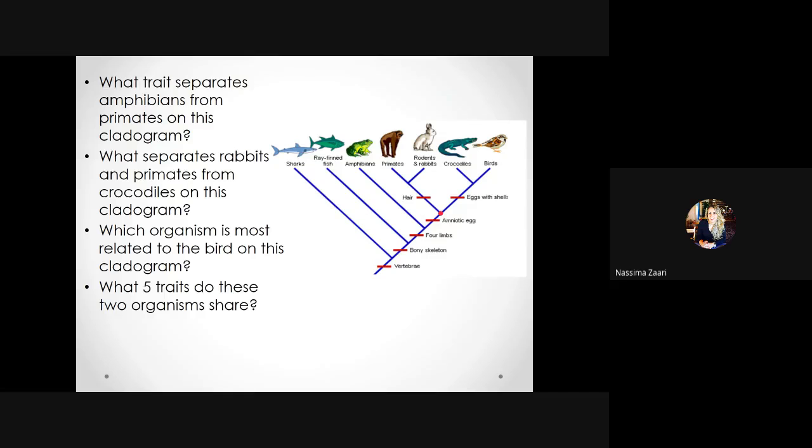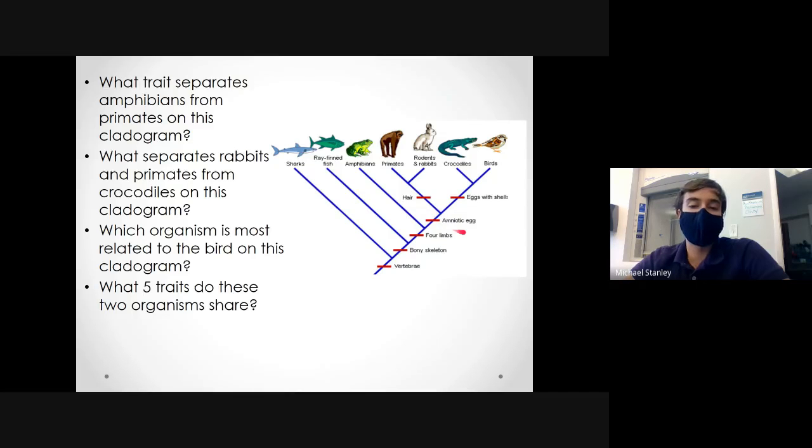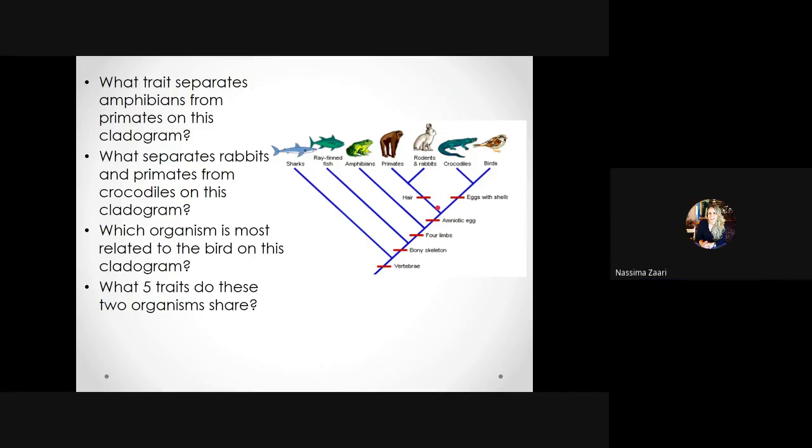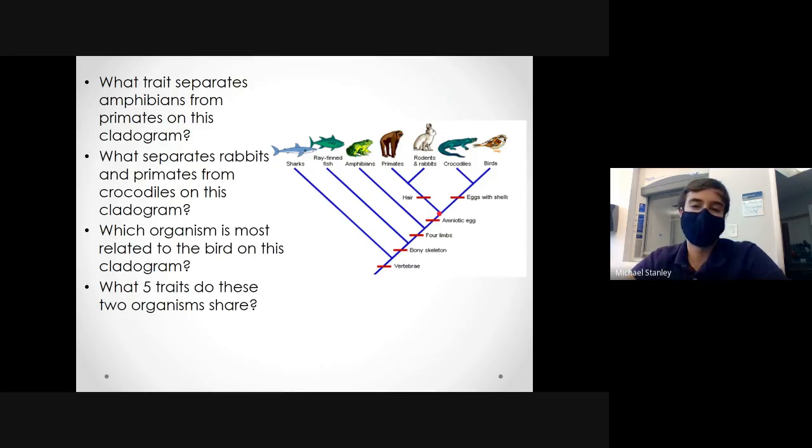The amniotic egg? No? Not right. The amniotic egg is back here. And if we look at primates and rodents and crocodiles and follow their paths, they meet up at this ancestor. So the egg with the shells. Hey, there you go. Exactly. So this ancestor does have an amniotic egg. It's already been developed before this ancestor. But this ancestor does not have hair, and it does not have eggs with shells. So primates and rodents and rabbits have hair, which crocodiles do not. But crocodiles have eggs with shells, which primates and rodents do not.